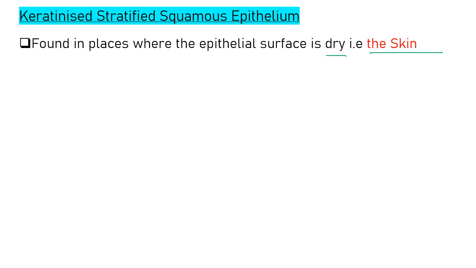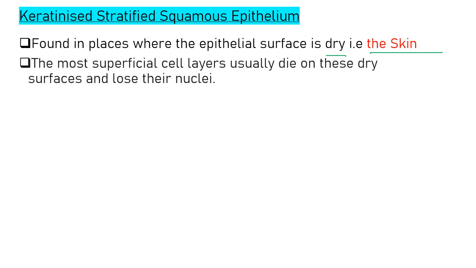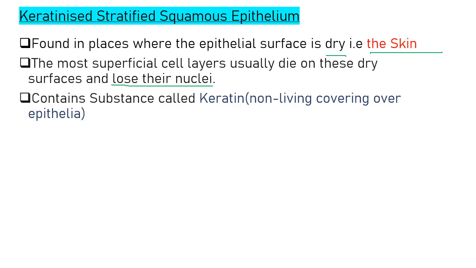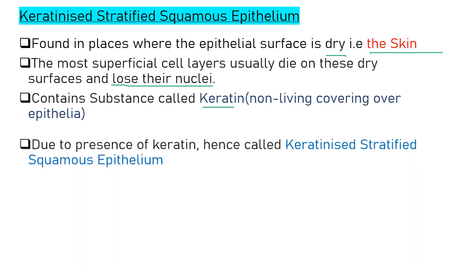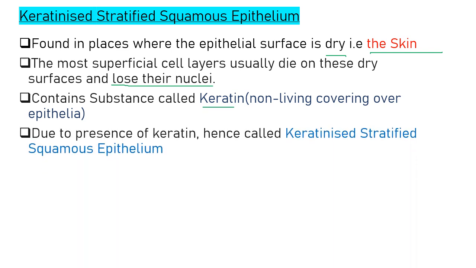Okay, and due to tension, this superficial layer of skin is shed off and replaced by new cells. So the most superficial layers usually die. I've already mentioned that. One thing to take note of is that when they die, they lose their nuclei. Then they contain a substance called keratin, which is a non-living covering over the epithelium. So when the cells die, they are replaced by a non-living covering. Due to the presence of keratin, it is called keratinized stratified squamous epithelium.